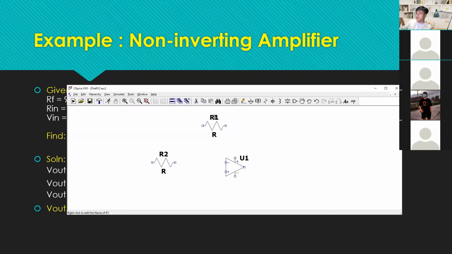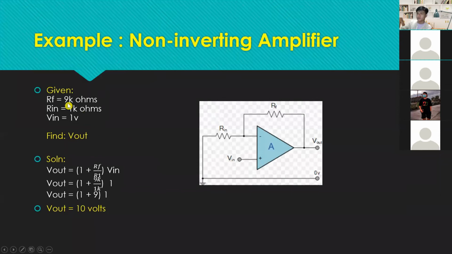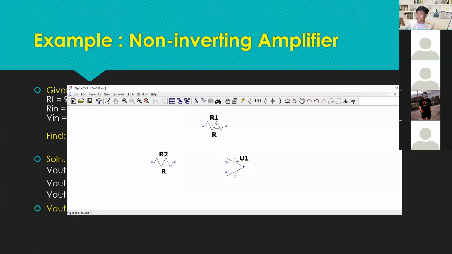So this is our RF, and this one is R1. I won't rename them yet. Let's put in the values first. RF is 9K and RIN is 1K. For RF, 9K: right-click the resistor itself to show the value of the resistance. And this one is 1K. Alright? So let's connect them. This is our feedback resistor.